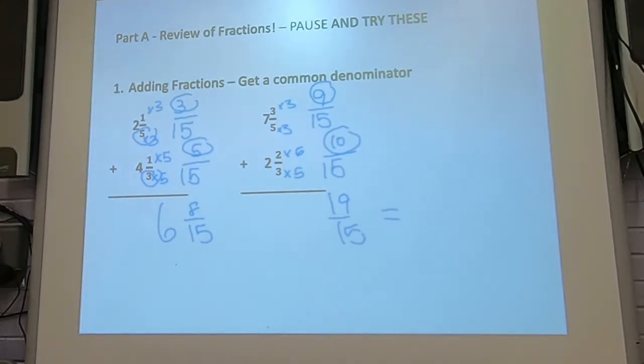So 15 goes into 19 one time. And how many are left over? 4 over the same denominator. Now add the whole numbers. 7 plus 2 is 9. So my final answer is 9 plus 1 and 4/15. So it's 10 and 4/15.